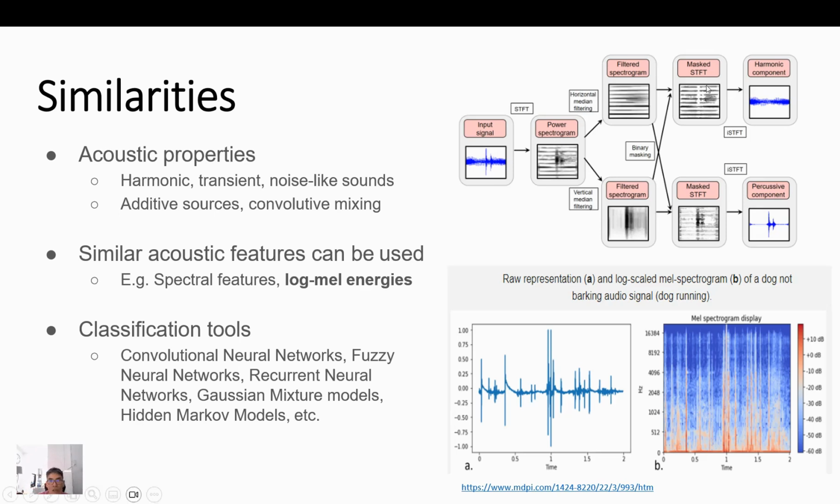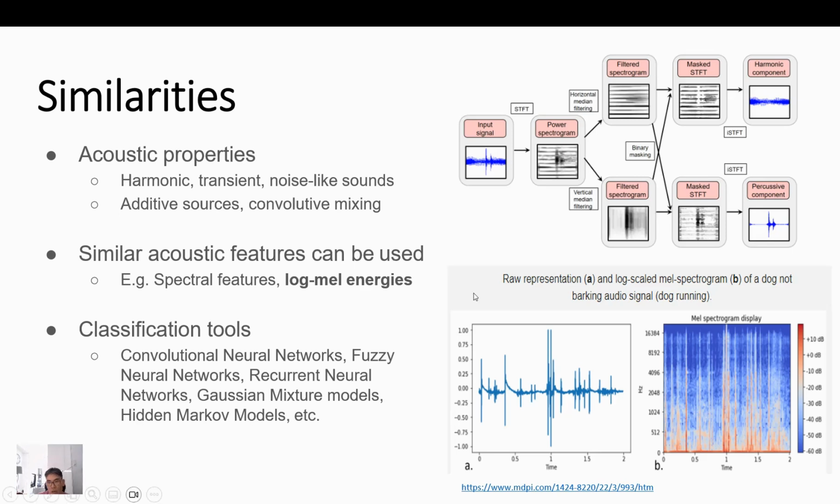All right, and then we can go through a separation into harmonic components and percussive components as well. Similar acoustic features that we very often try to gather are the log mel energies, or the log mel spectrograms. And the common tools that we use are the CNN, fuzzy neural network, and recurrent neural network, which is a mix of the CNN with the RNN, and the Gaussian mixture model and hidden Markov model as well.